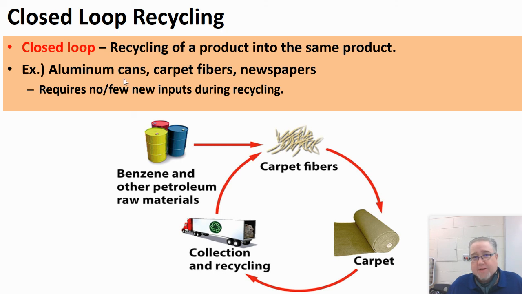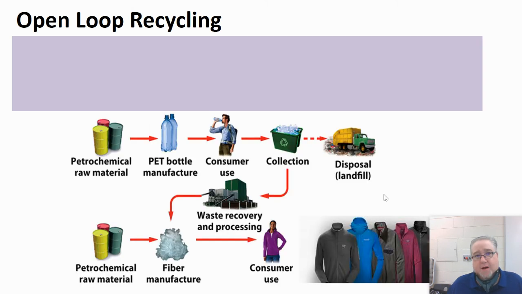Aluminum is very similar to this. Paper recycling is very similar to this. When you recycle those things, we don't use more chemicals to recycle them. If that makes sense. Now, the other type of recycling is called open loop.